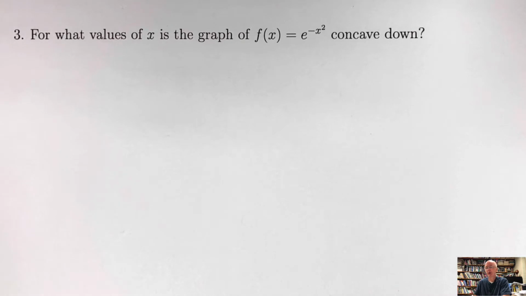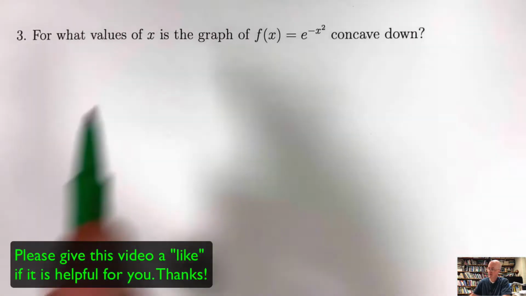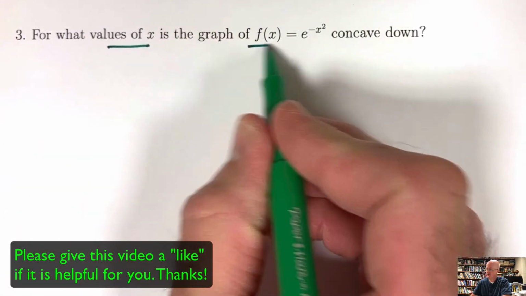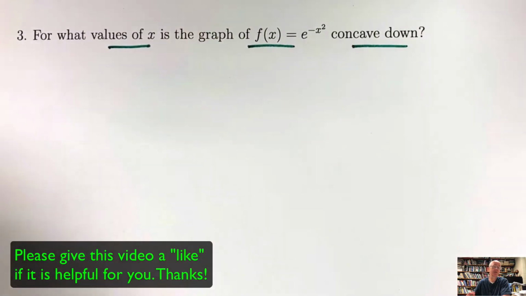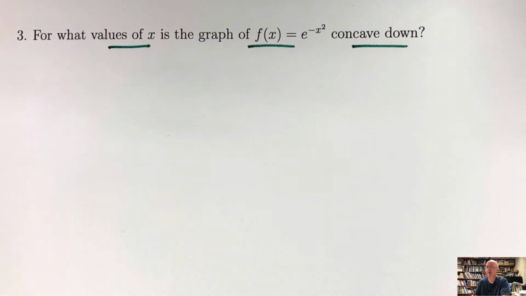In number 3, we're trying to apply derivatives to help us understand a graph of a function. For what values of x is the graph of this function going to be concave down? We'll need to find the second derivative and figure out where it's negative. Turns out we will need the product rule in addition to the chain rule in this problem when we find that second derivative, so we'll get a little bit more practice with the product rule.